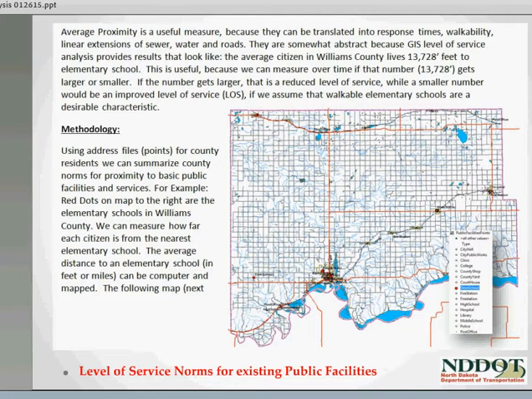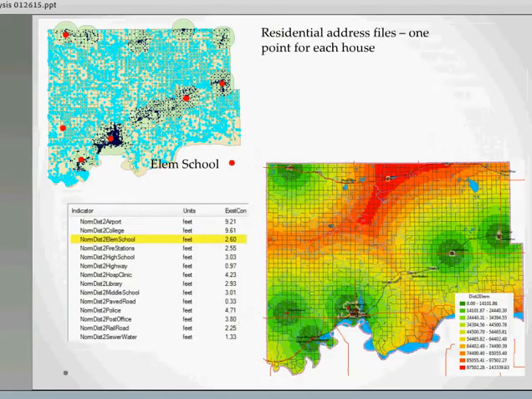We know where they are, and then we also know where citizens live. It's a little bit hard to see here, but all these blue and black dots are residential address files. So we know right where people live. With those two things, computer models can begin to quantify what the average citizen's proximity is to all of these things, highways and elementary schools and so on.